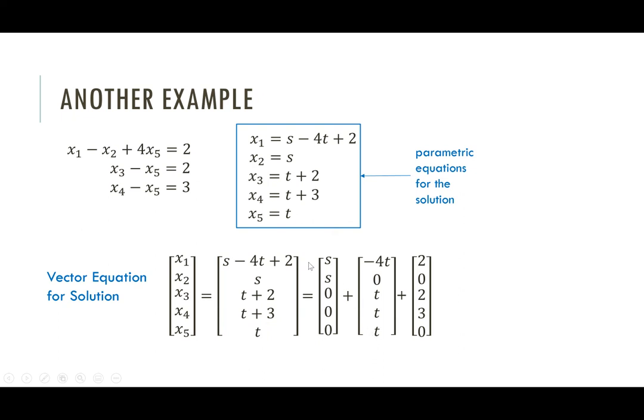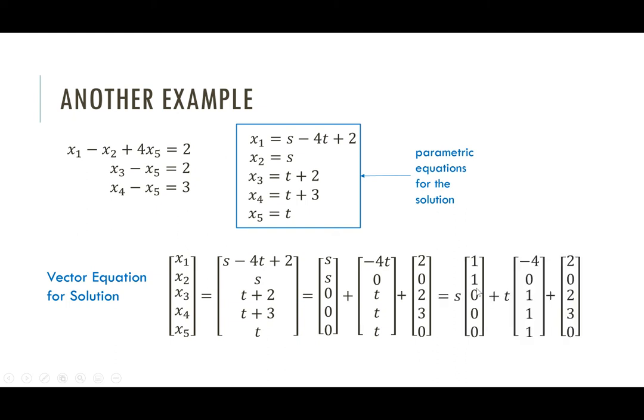And then our constants are 2, 0, 2, 3, and 0. And then as before, we will factor out the parameters from these parameter vectors. So we get s times 1, 1, 0, 0, 0 plus t times -4, 0, 1, 1, 1 plus this constant vector 2, 0, 2, 3, 0. And this right here, that is our vector equation for our solution.